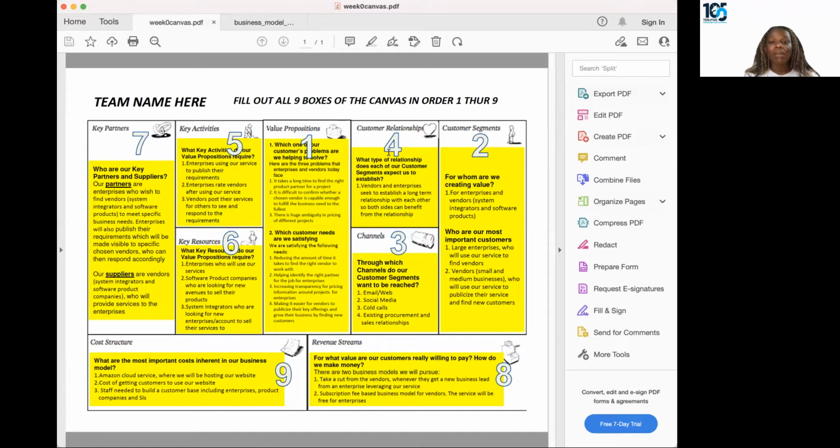And so you want to think about what the relationship looks like for your customer. So I'm providing a value to a specific customer, and I have a particular kind of relationship to them, and I interact with them.